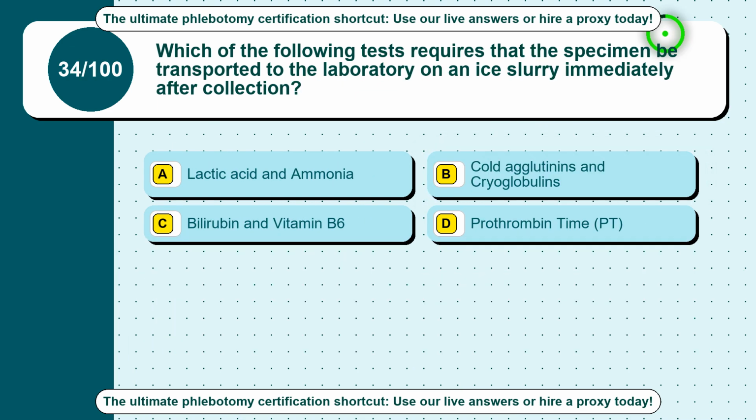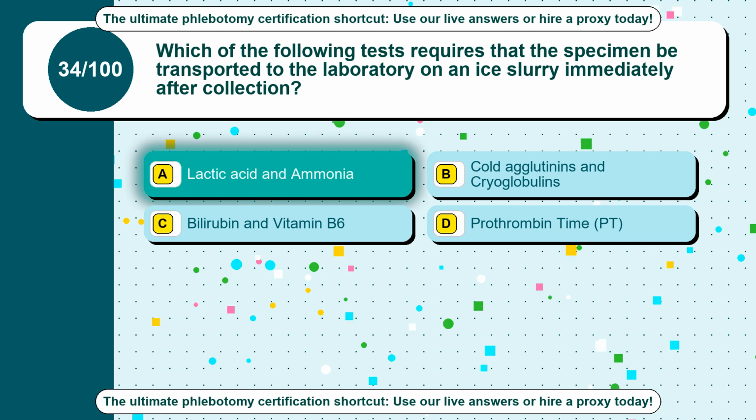Question 34. Which of the following tests requires that the specimen be transported to the laboratory on an ice slurry immediately after collection? Option A, lactic acid and ammonia. Option B, cold agglutinins and cryoglobulins. Option C, bilirubin and vitamin B6. Option D, prothrombin time. The correct answer is option A, lactic acid and ammonia.